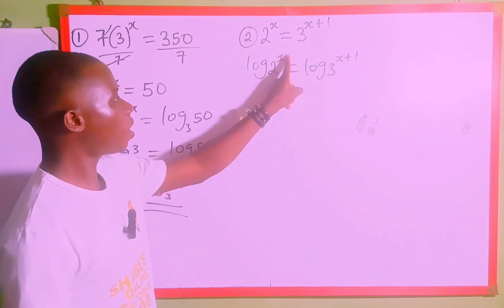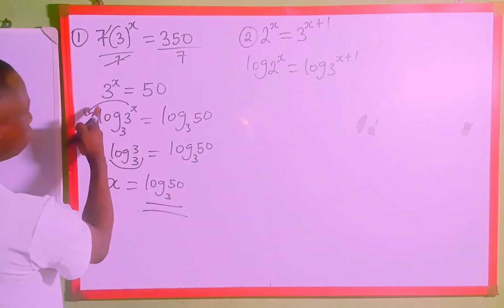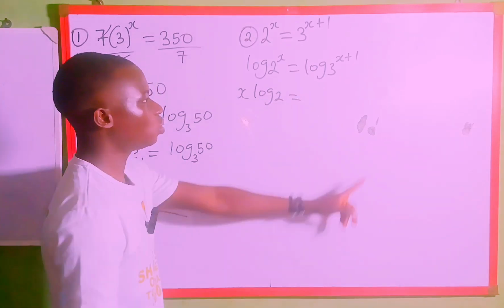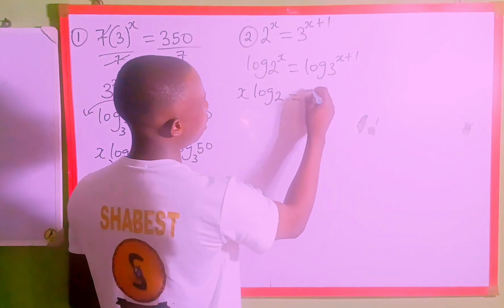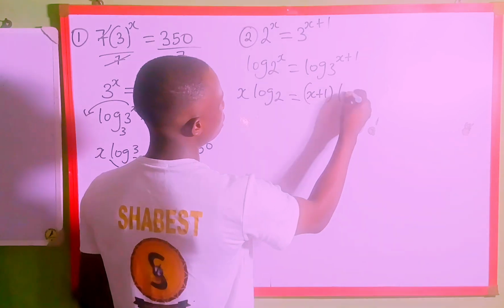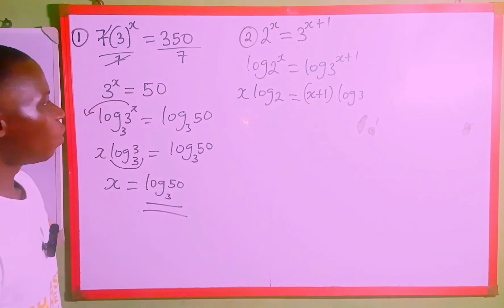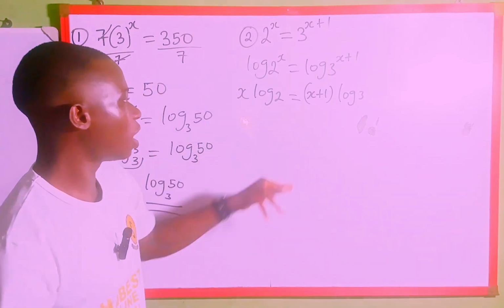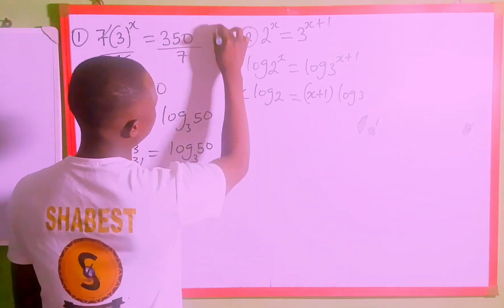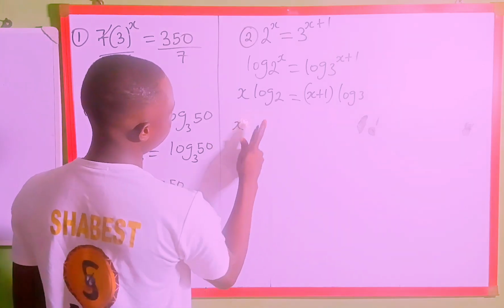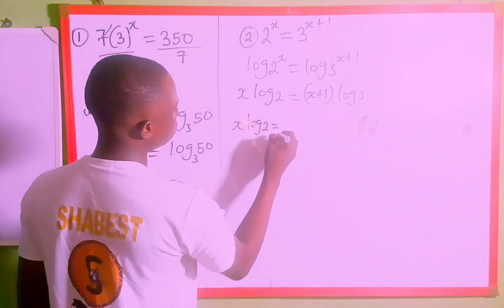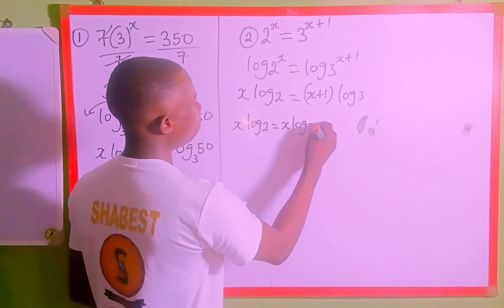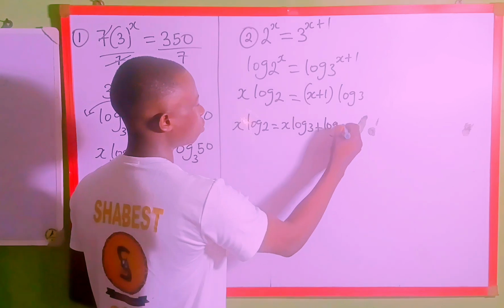So recall that this power is going to come back to multiply the log like the way we did here. So this is going to be what? x log 2, which is equal to, also this power is going to come back, we have x plus 1, then log 3. So what are we going to do next? We're going to distribute this log 3 into this bracket in order to eliminate the brackets. So let me draw a line. We're going to have x log 2, which is equal to x multiplied by log 3, we're going to have x log 3 plus 1 multiplied by log 3, which is going to give us log 3.